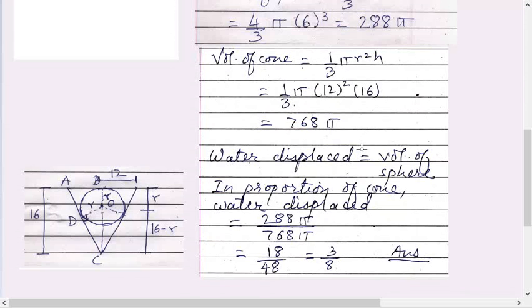So what proportion of water is displaced? It is 3 upon 8. This much water is displaced. It actually means the proportion of the volume of the sphere to that of the cone is 3 upon 8. That's why 3 upon 8 water is displaced. Okay, so that is the answer. 3 upon 8 is the answer.